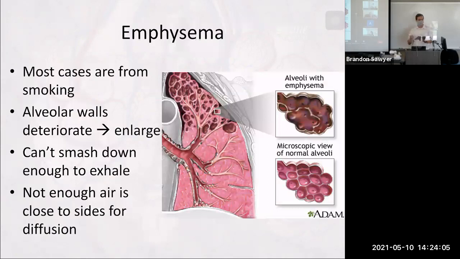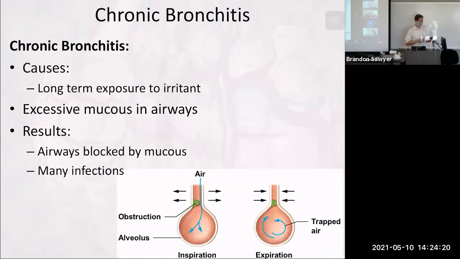So emphysema, we've kind of already talked about. It's the breakdown of these alveolar walls. And so we have a real hard time exhaling because we can't smash down these alveoli. Chronic bronchitis we haven't talked about, but the idea with this one is there's long-term exposure to some kind of irritant in the lungs, which produces lots of mucus, and then that mucus just stays there. Excessive mucus in the airway.